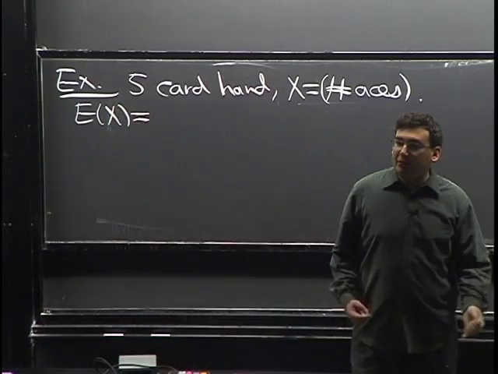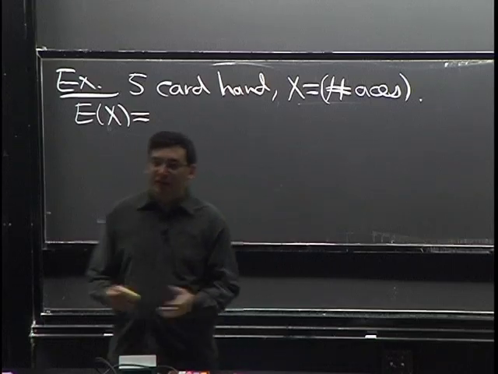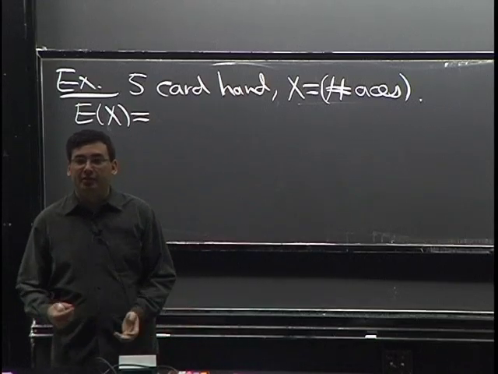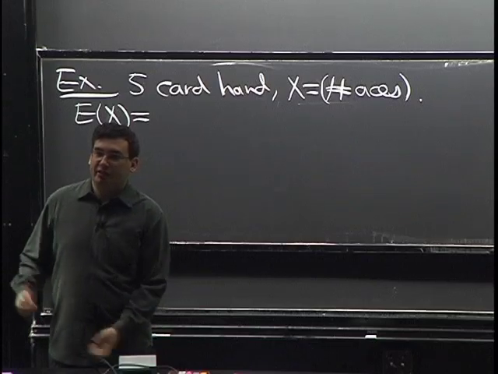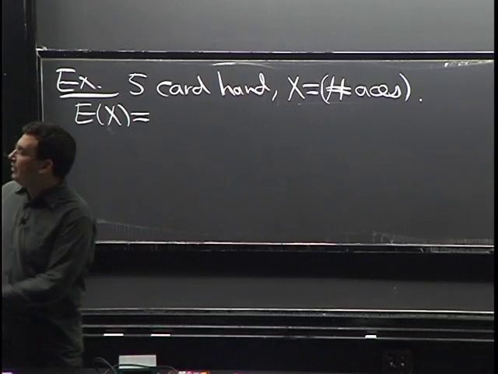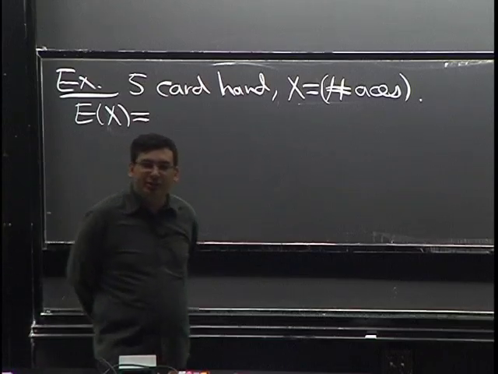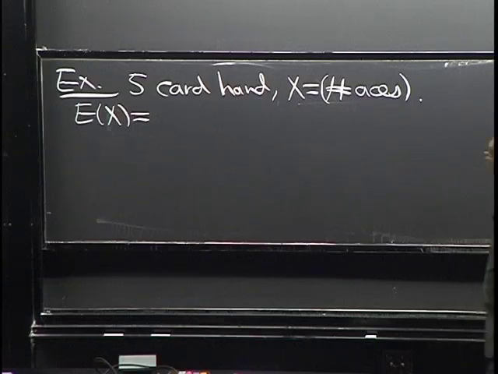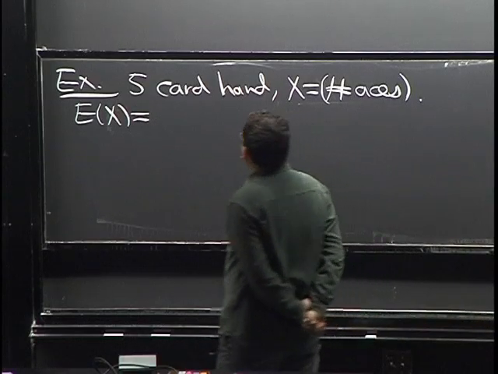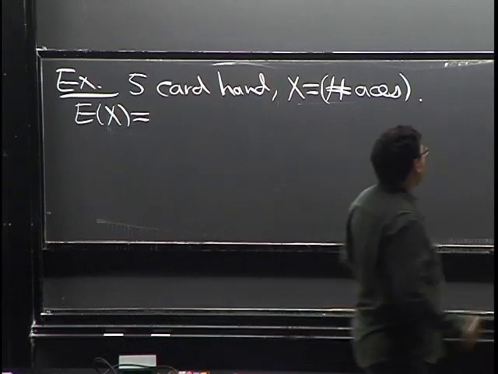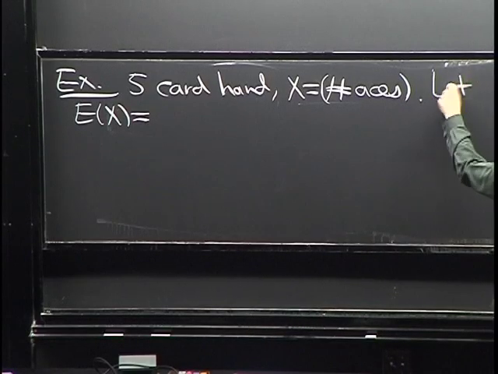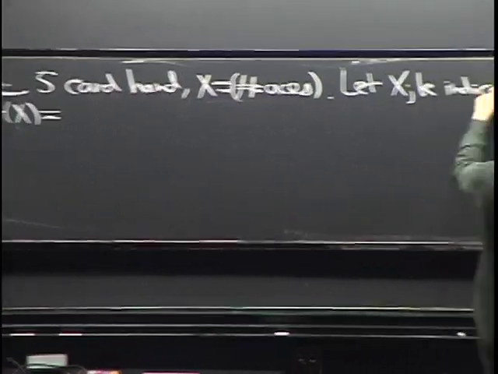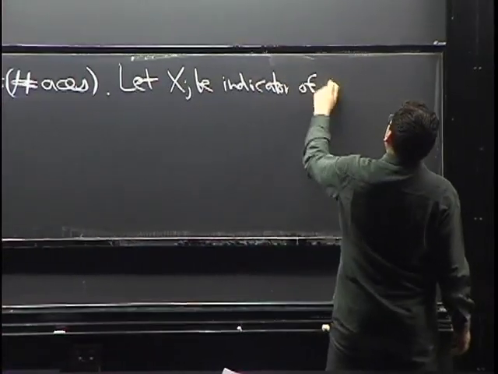Well, the hypergeometric, you remember it had that PMF involving these binomial coefficients and this complicated looking thing. It would be kind of a pain to try to do that. But instead, let's just think in terms of indicator random variables. So let Xj be the indicator of the jth card being an ace.